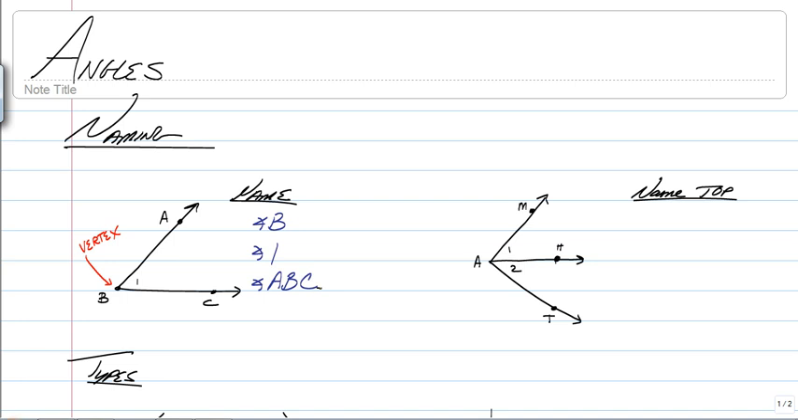And you can also go the other way. So instead of starting at A, you start at C, but you still need to make your turn at B before you end up at A. That's how you name an angle when it stands all by itself.